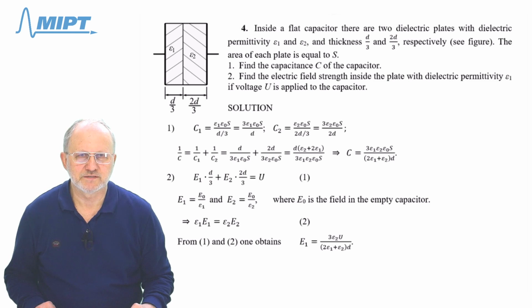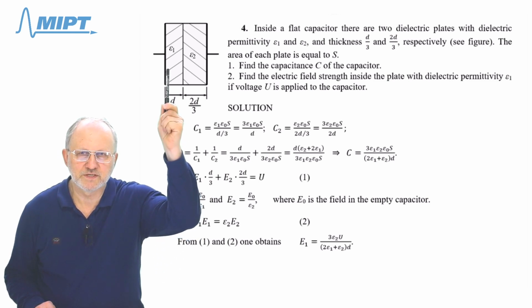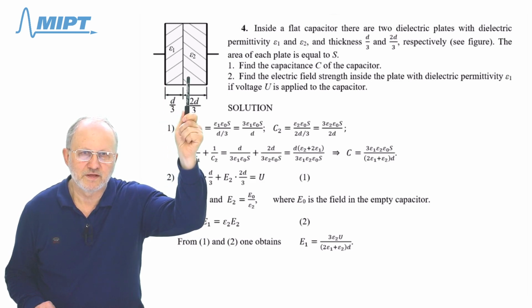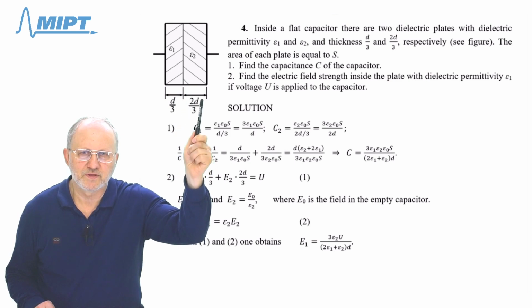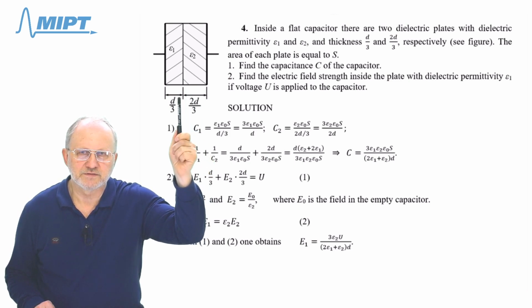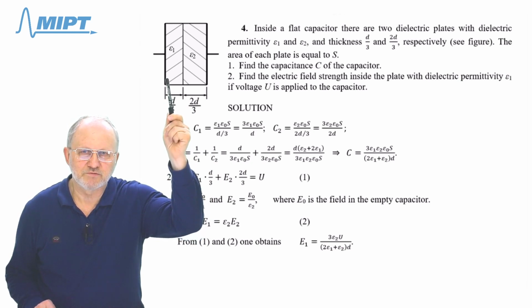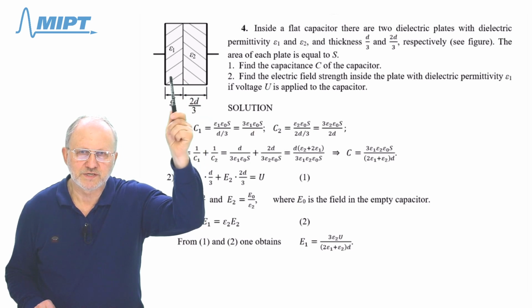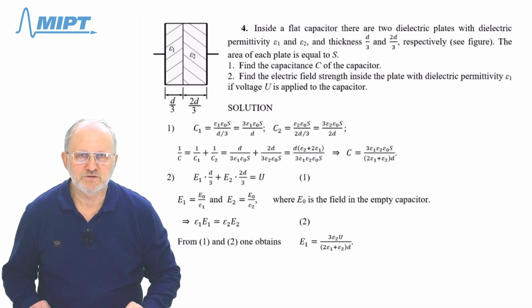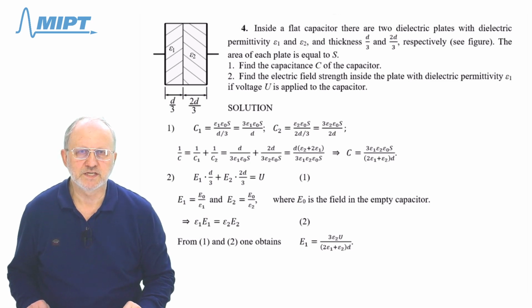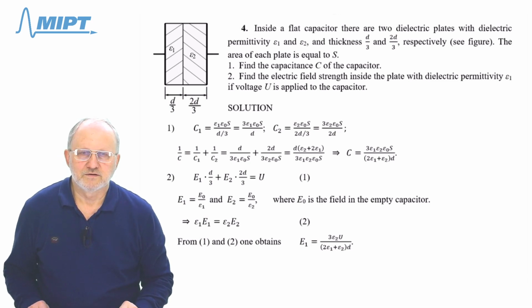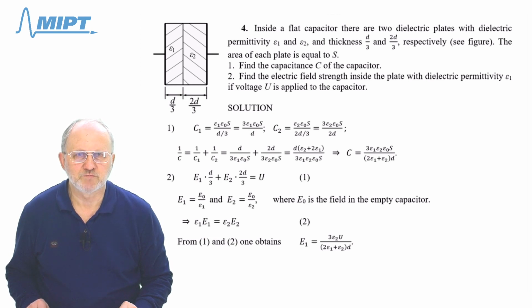Inside a flat capacitor, there are two dielectric plates with electric permittivity epsilon 1 and epsilon 2 respectively. And the thickness of the second plate is twice as large as the thickness of the first plate, where d is the distance between two plates of the capacitor. The area of each plate of the capacitor is equal to S. First question, find the capacitance C of the capacitor.